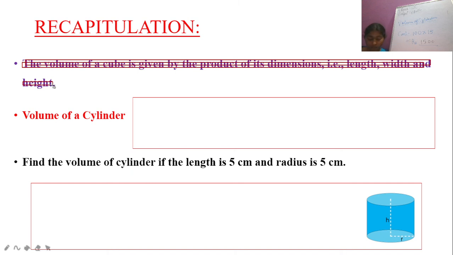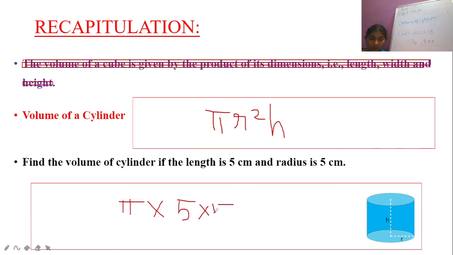Okay students, what is the formula for the volume of the cylinder? We have pi r square h. The volume of the cylinder you have to find, students. So let's see, we have the pi value multiplied by the square of the radius, which is 5 into 5, and the height, which is given. So now calculate your answer in centimeter cube. Tell me the answer in the next class, I will check.